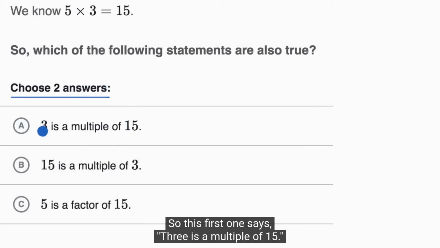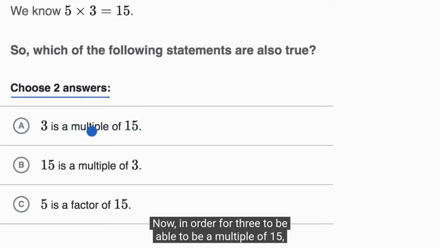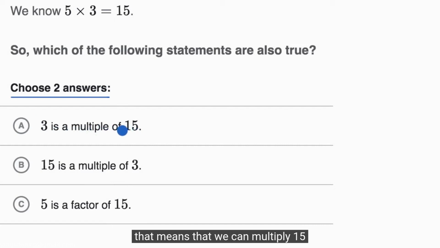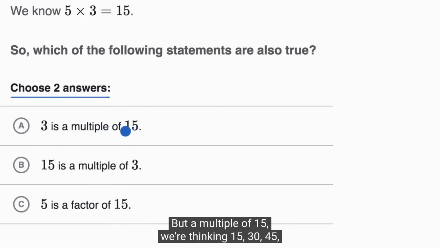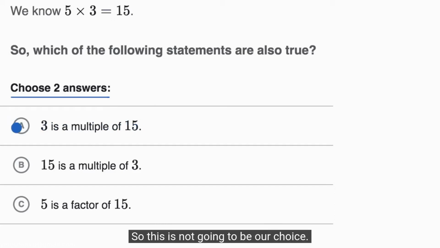So this first one says 3 is a multiple of 15. Now in order for 3 to be a multiple of 15, that means that we can multiply 15 by some whole number to get to 3. But a multiple of 15, we're thinking 15, 30, 45, it's not going to be 3. What whole number can I multiply 15 by to get 3? If I multiply 15 by 1, I'm already at 15. So this is not going to be our choice. And since they say pick 2 answers, we might be able to figure out these. But let's just read them to make sure that they make sense.